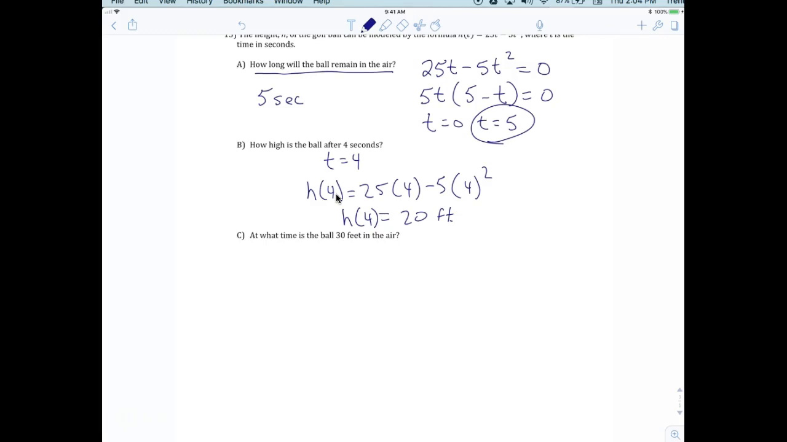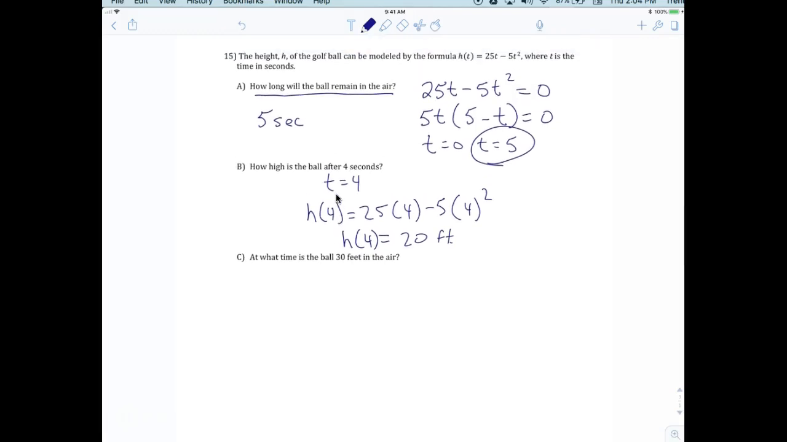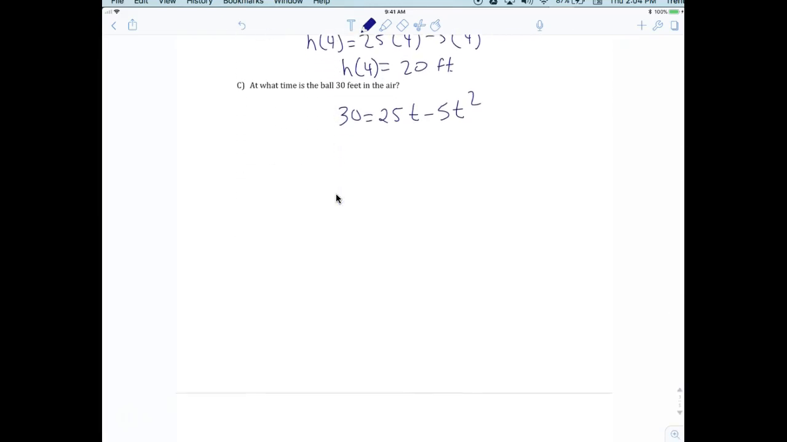So now, at what time is the ball 30 feet in the air? What do I have to do here? For h, exactly. So all we're doing now is 30 equals 25t minus 5t squared. That's exactly correct. That's what you should be saying to yourself.